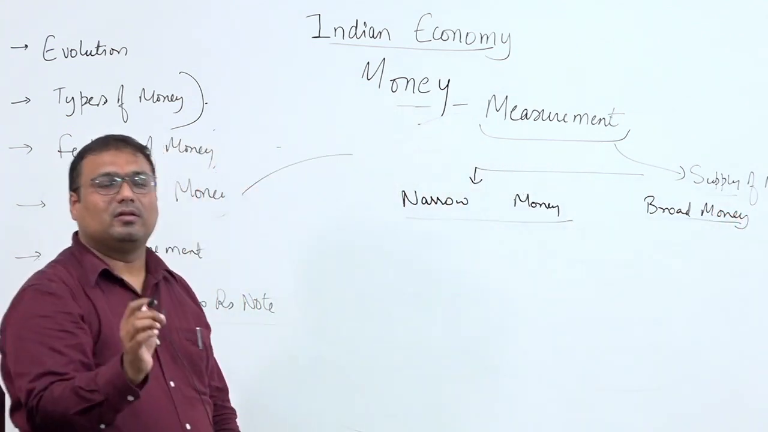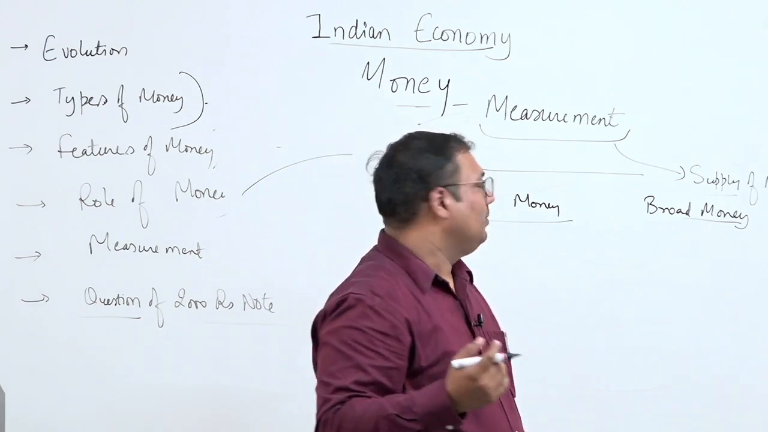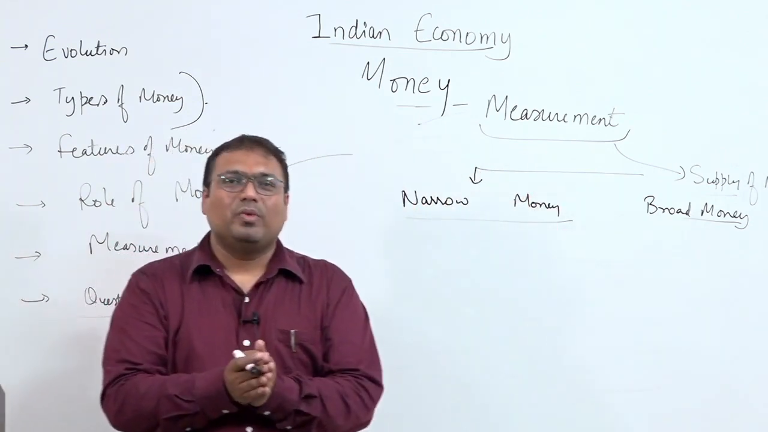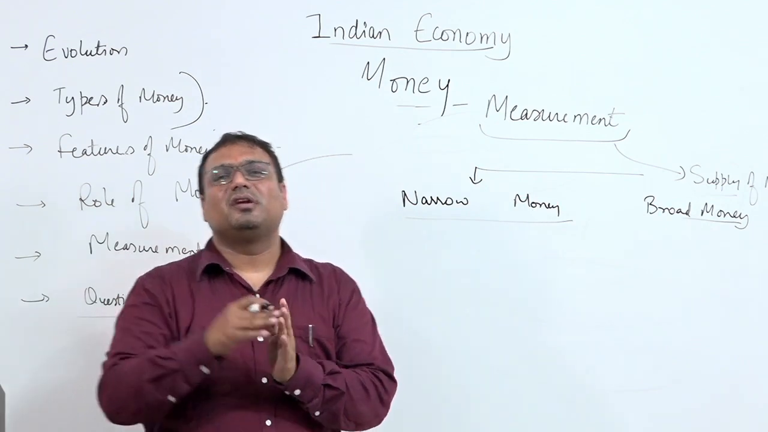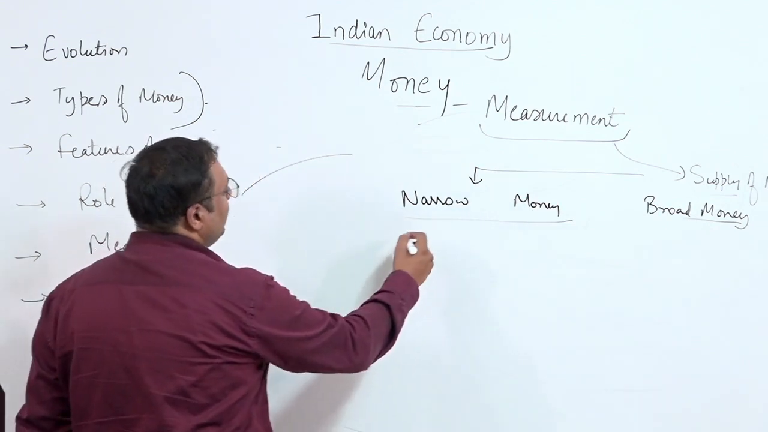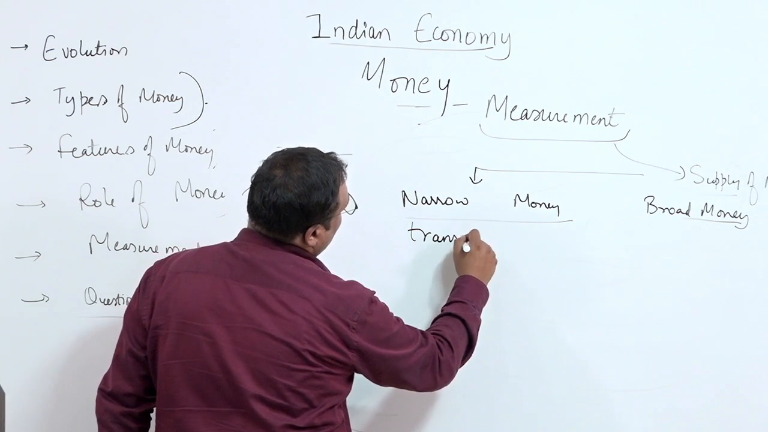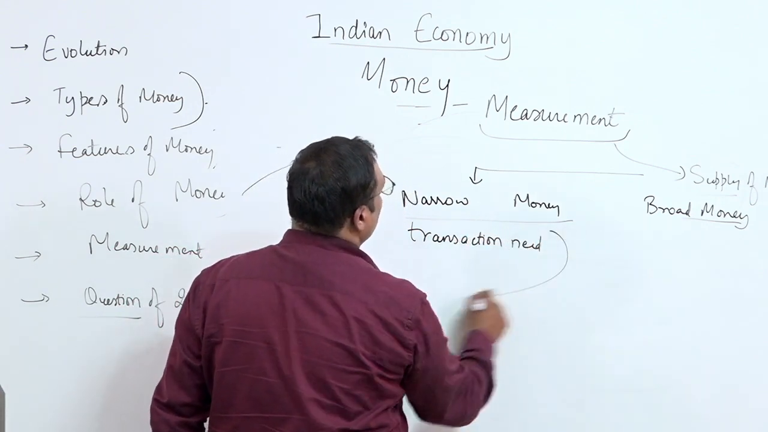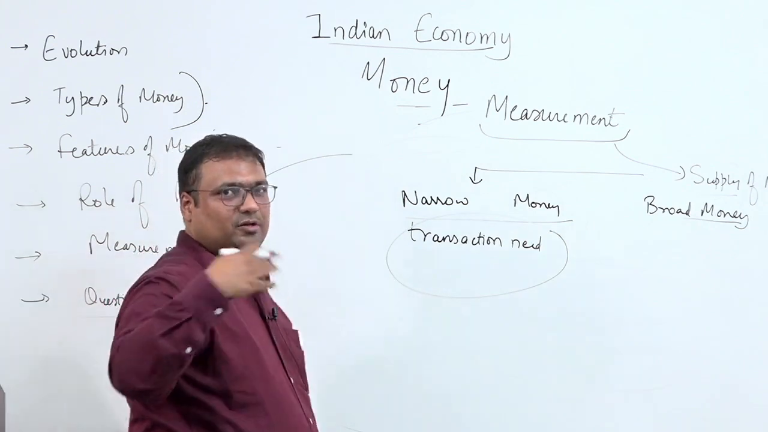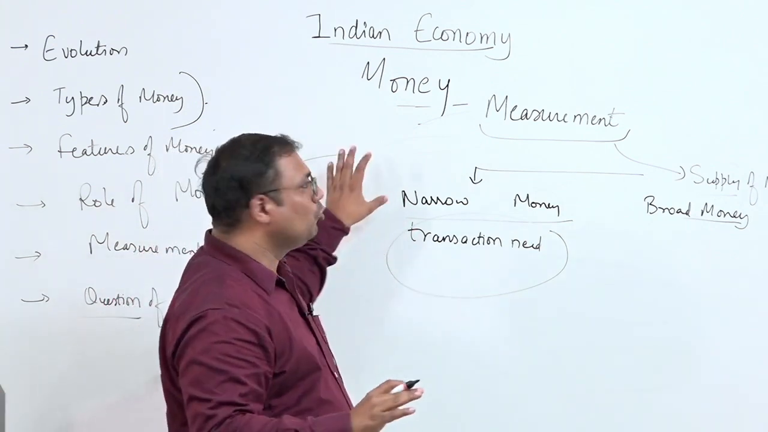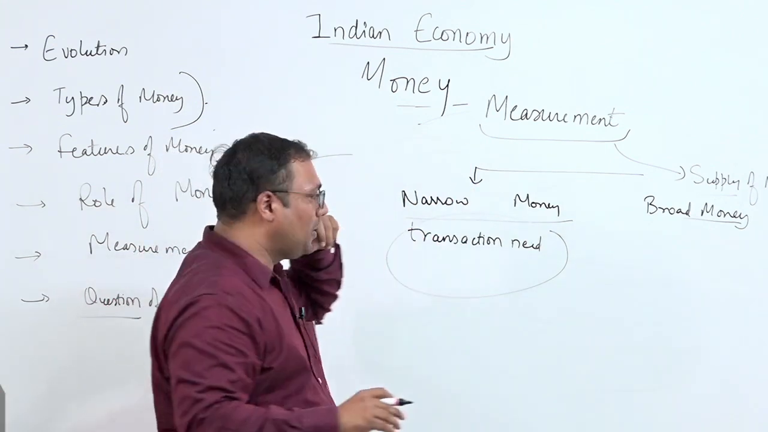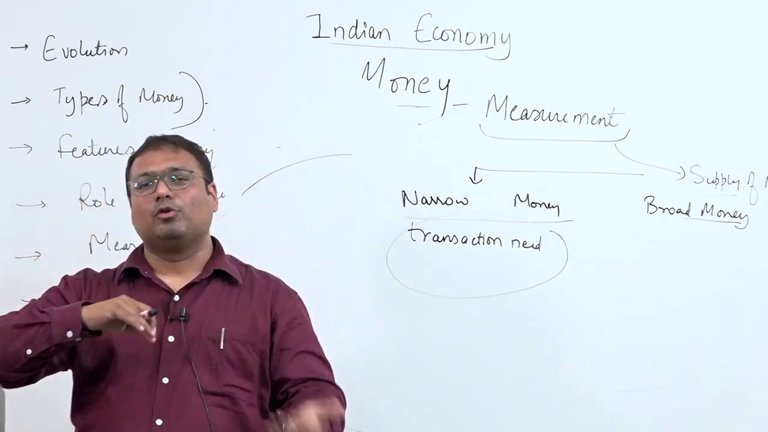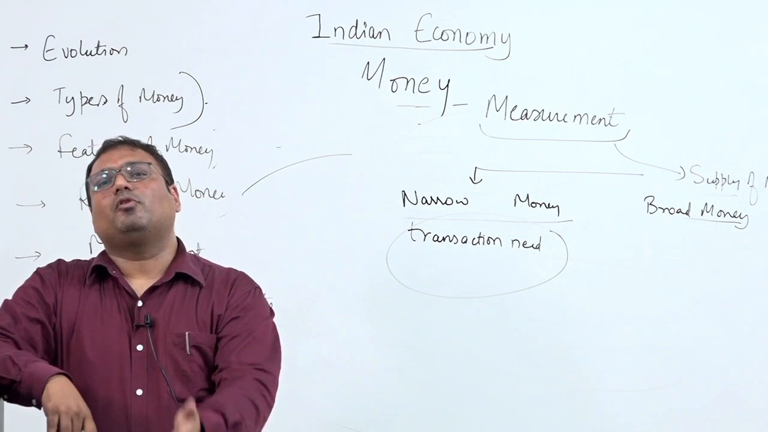Narrow money and broad money. What is narrow money? What is broad money? Narrow money is the money which is defined from transaction need. Money we keep for transactions, whether emergency or day-to-day. The first two types of demand that I was talking about. That is narrow money. We are defining the money narrowly. The money we keep for transactions.